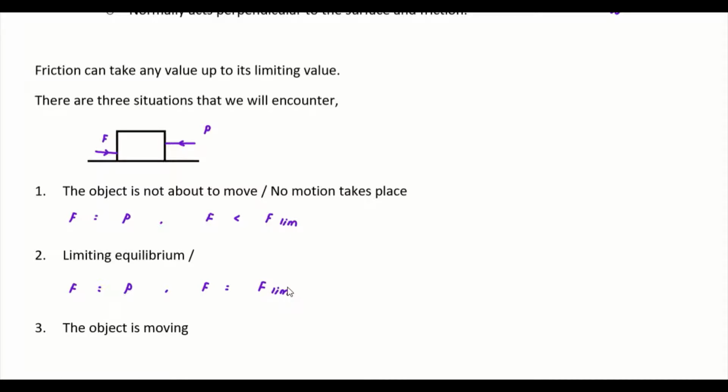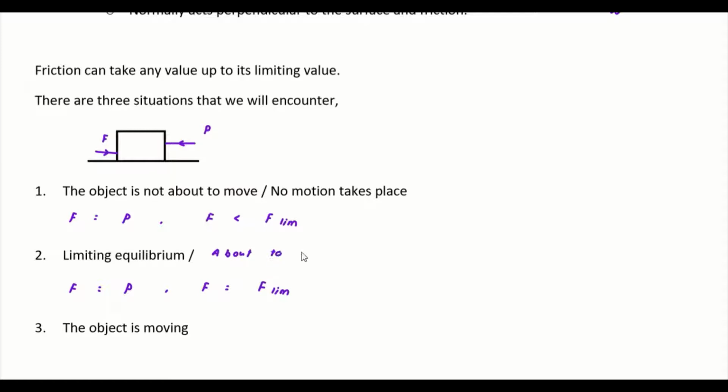So meaning that the force that you're trying to apply here is the same as the limiting friction. So that's why we say that the object is in limiting equilibrium. Okay, so it's the same thing. Here I want you to write it down yourself so you can remember it.